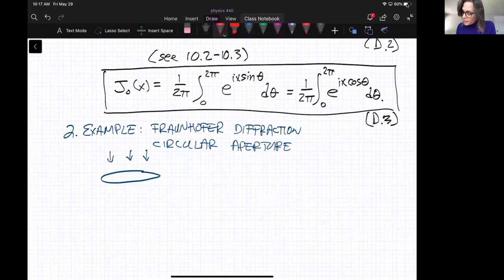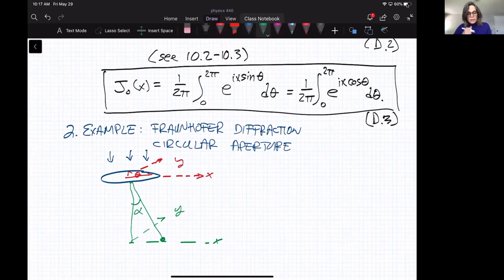You can describe this aperture by a radius r and an angle theta with x and y. And then essentially what you want to know is that distance down to your screen, x and y. Can you define an angle alpha in which you would expect to see, say, destructive interference, right, where you would expect to see the dark patterns.